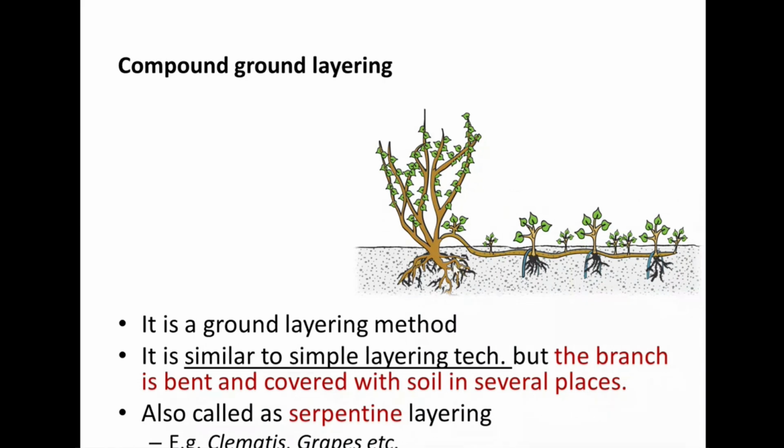Okay, because some hardy plants you can't do this compound layering. Once you bend, there will be a break. They will break in this position. So that's why we always have to choose the plants. It's a kind of climber or creeper, especially grapes. Those branches you can take out and do layering, ground layering.